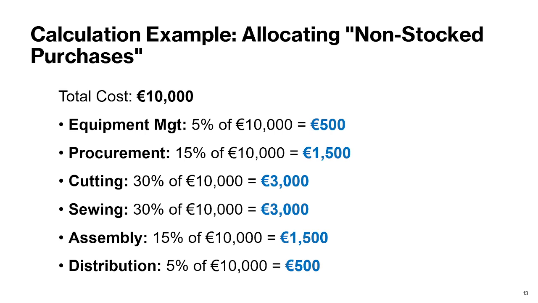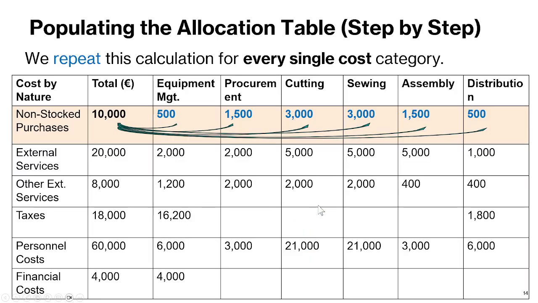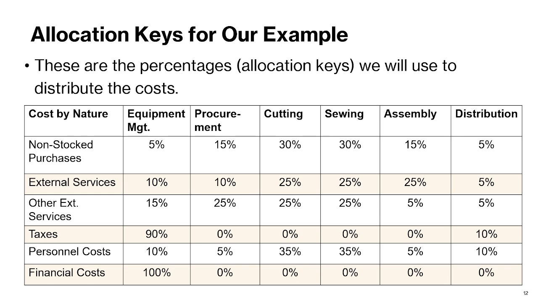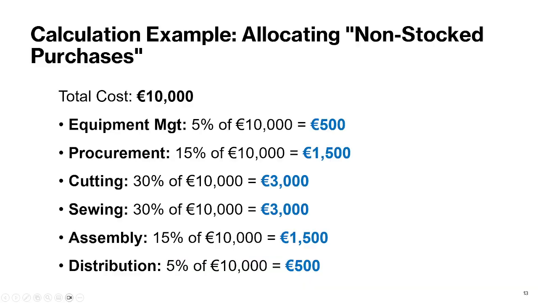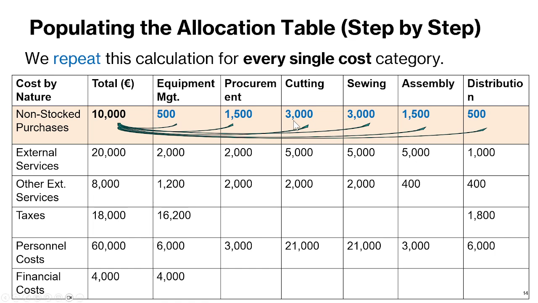For example, look at the personnel cost row. We can see that 10% is allocated to equipment management, 35% to cutting, 35% to sewing, 5% to assembly, and only 10% to distribution. We multiply the total cost by the percentage, and we get the amount of cost distributed to each cost center. We repeat this calculation for every single cost category. When we are done, we have a complete table showing how much of each cost has been assigned to each department.